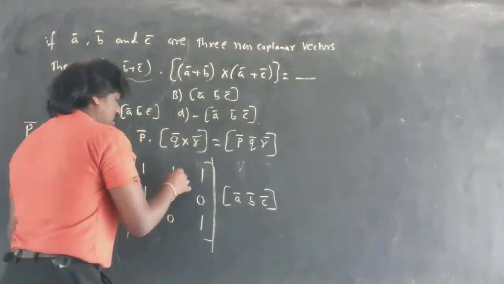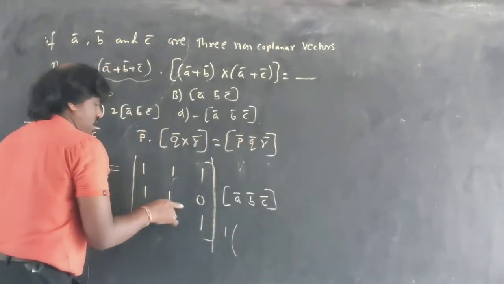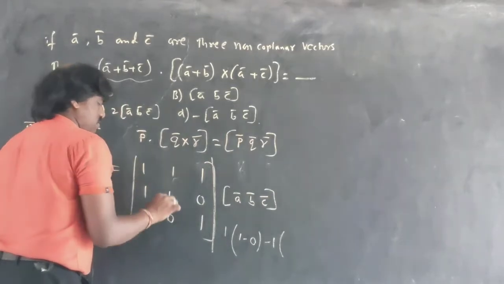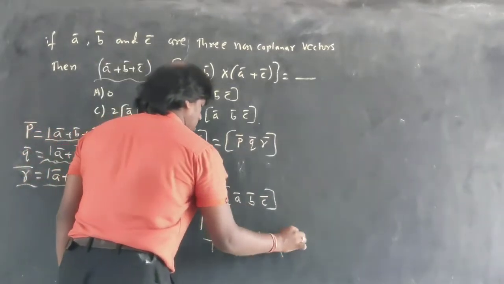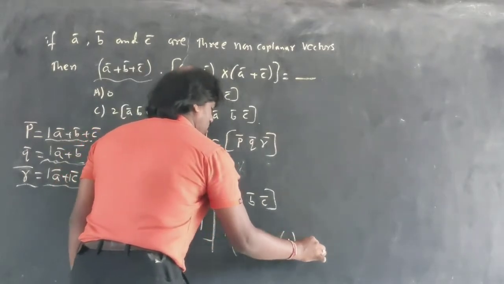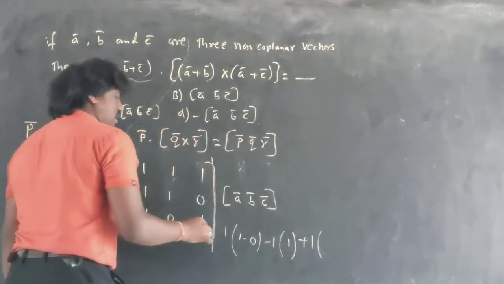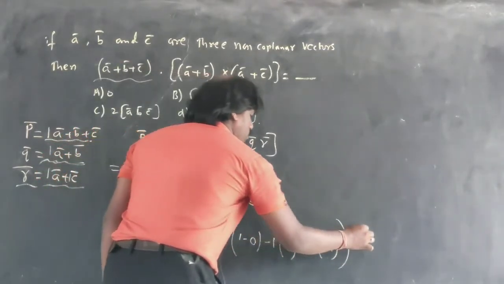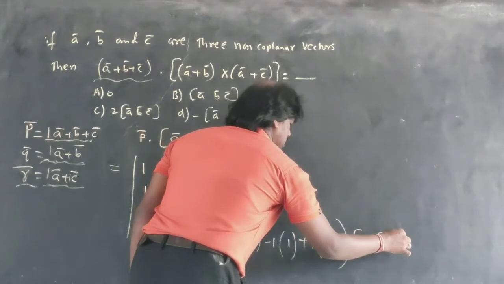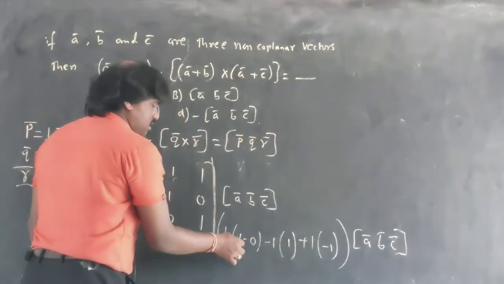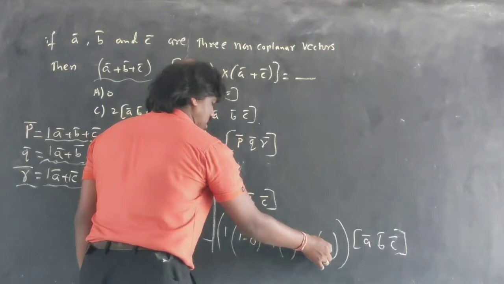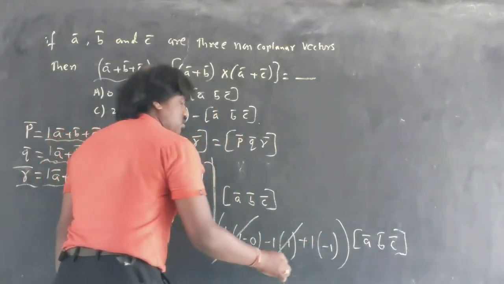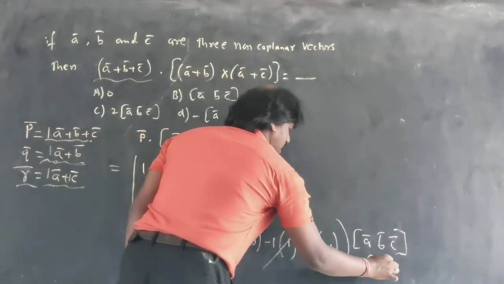How do you get here? The determinant of this is 1 into 1 ones are 1, 1 minus 0 minus 1 into close this one and this one, 1 ones are 1 and 0. I am getting 1, and plus 1 into, I can take 1 zeros are 0 minus 1 into this. Total I am getting, and into box A B C I am getting this. So you can see here this is 1 and this is minus 1, this is minus 1. So minus 1 plus 1 cancel. So you got the minus 1. So the answer is minus of box A, B, C.